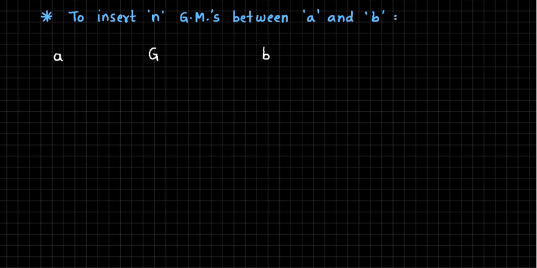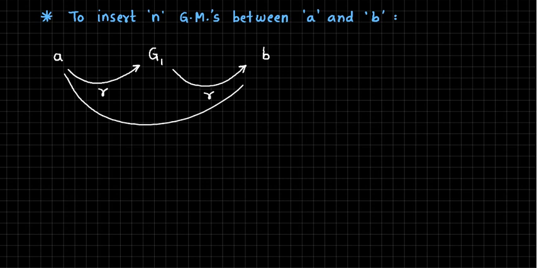we denote by say g1. Now it means that this particular sequence formed by a, g1 and b should be a geometric progression. That means if we multiply a with a certain common ratio r, we should get g1, and when we multiply g1 with r again, we should get b. So that means if we multiply a with r square, we should get the final number b.